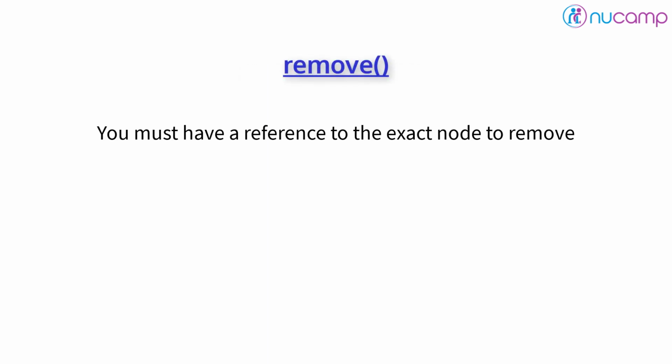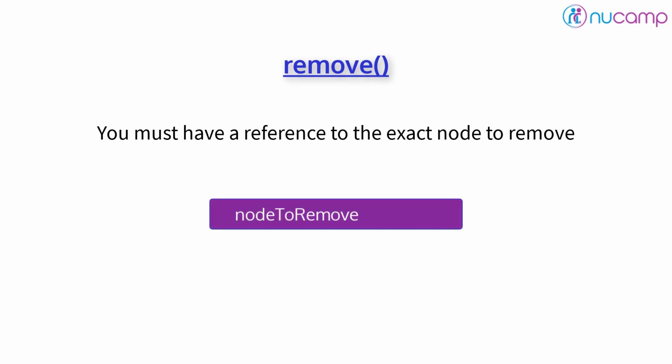For the remove method, you must have a reference to the exact node to remove. Let's say that we had one stored in a variable called node2remove. Then we can directly call the remove method on it to remove it from the DOM.